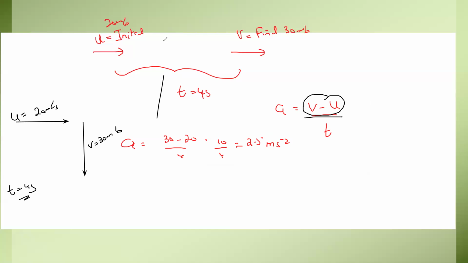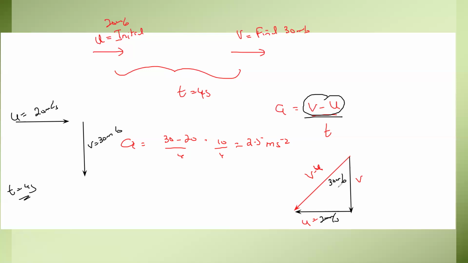I will draw the vector v first, which is downward, 30 meters per second. Then I will draw vector negative u. So u is towards the right, and negative u is towards the left. The magnitude is 20. Then what about the change in the velocity? This will be equal to v minus u. This was v, this was u, and this is representing v minus u.